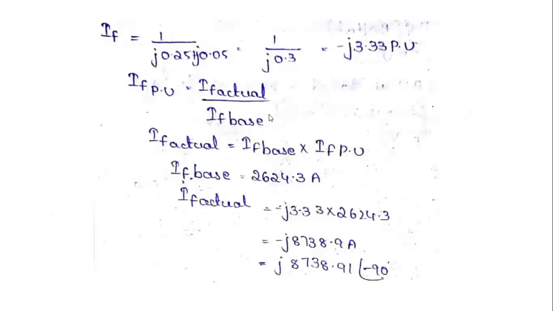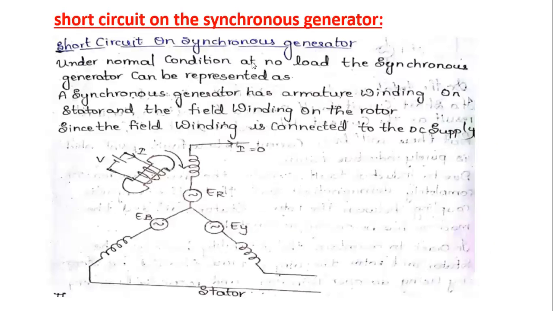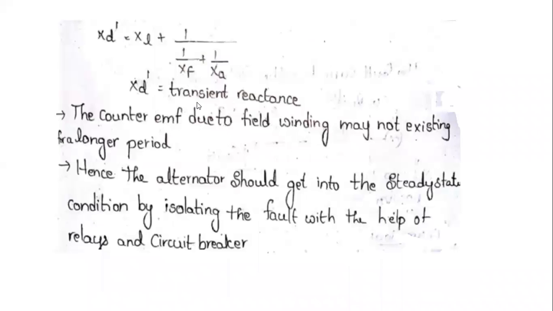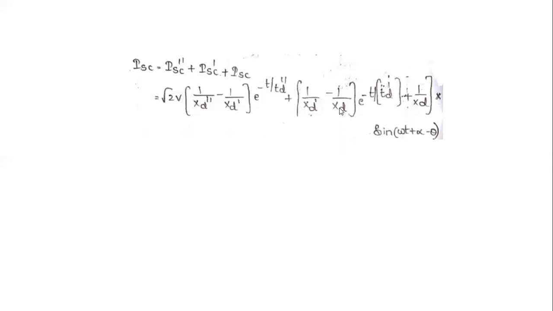This is the derivation for short circuit currents in the case of synchronous generators or alternators. This is the transient period formula and this is the subtransient period. By using these transient and subtransient period calculations, we can obtain the short circuit fault currents.